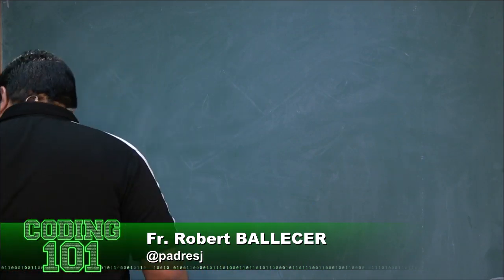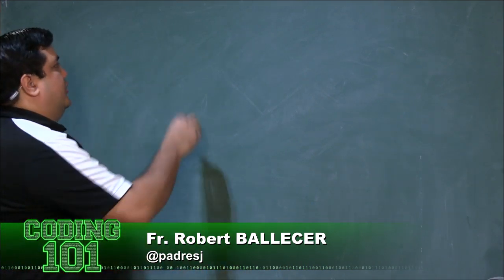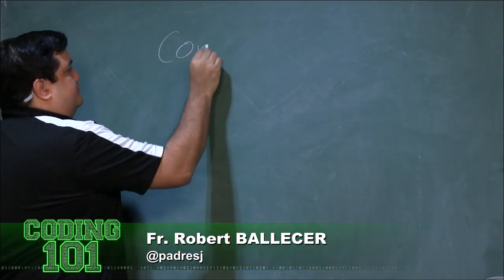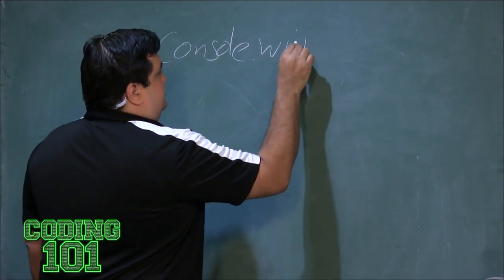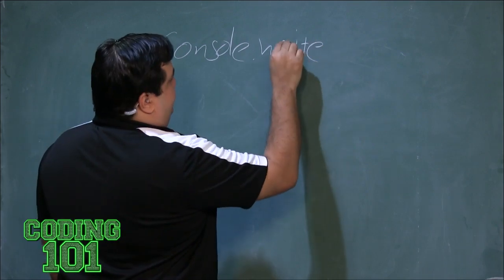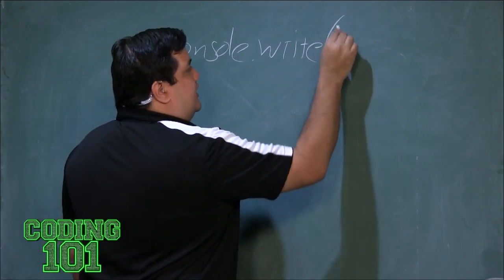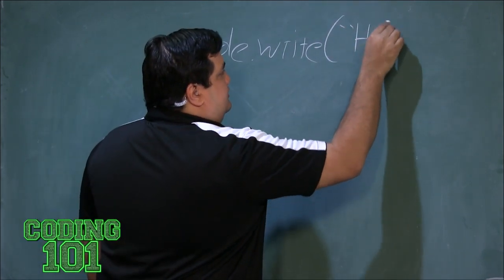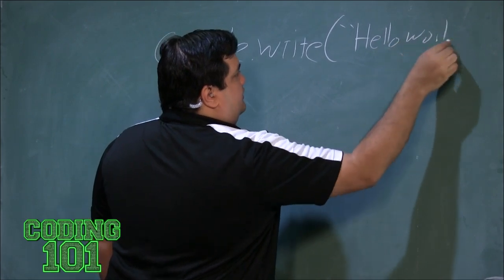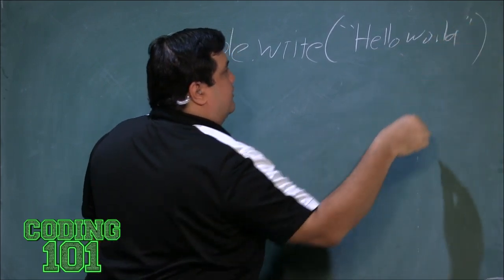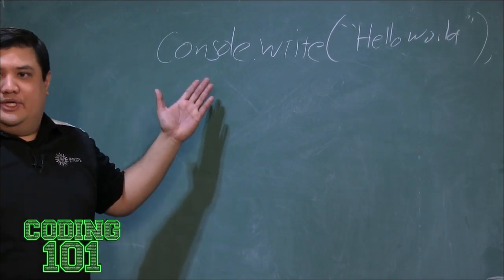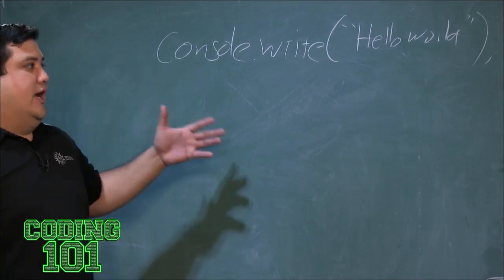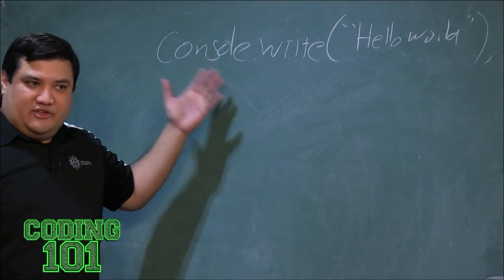Now, for example, let me write this. What if I were to put console write, that's an R, actually, hello world. So then it'll just output hello world. Exactly right. So if I run this, it's going to write hello world, correct? Yeah. Now, what if I wanted to write hello world 10 times? What's the first thing I could do?